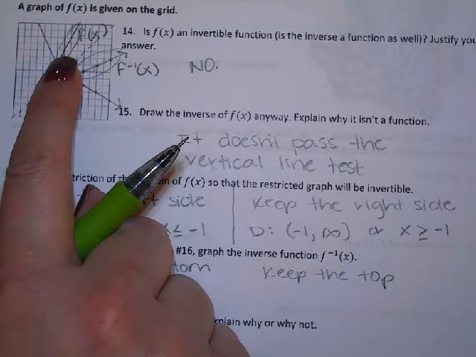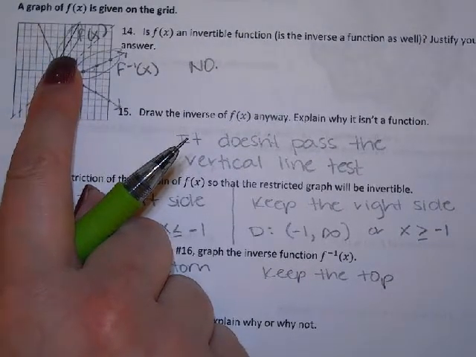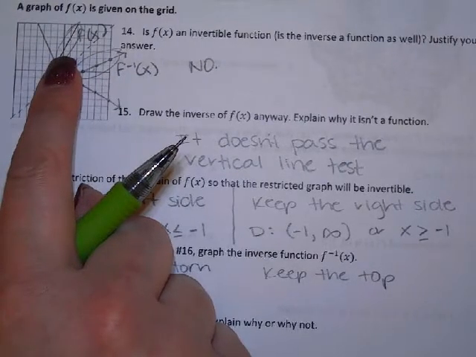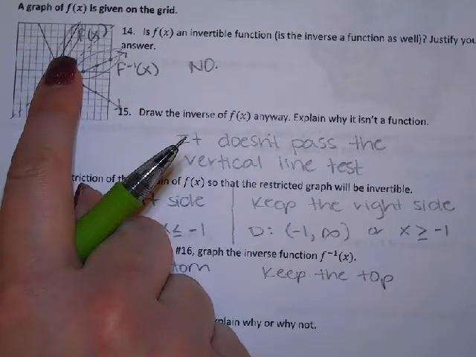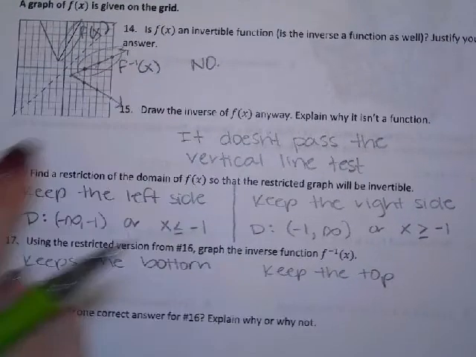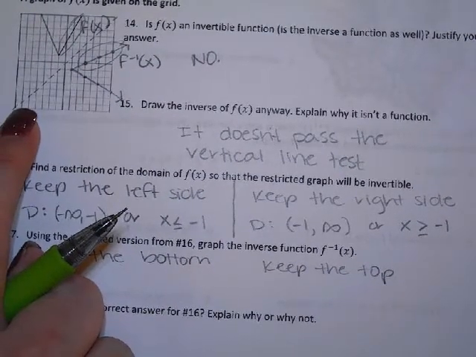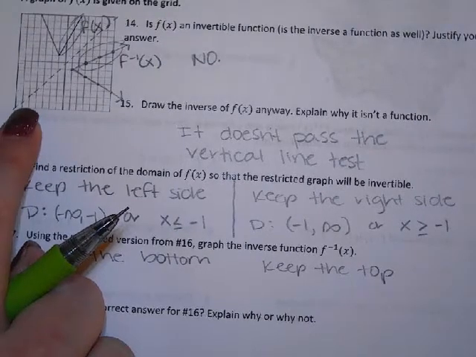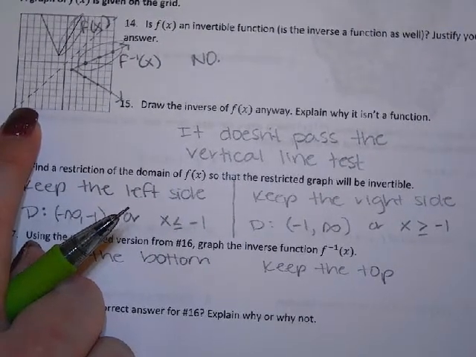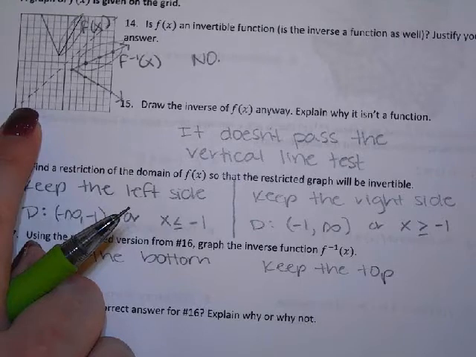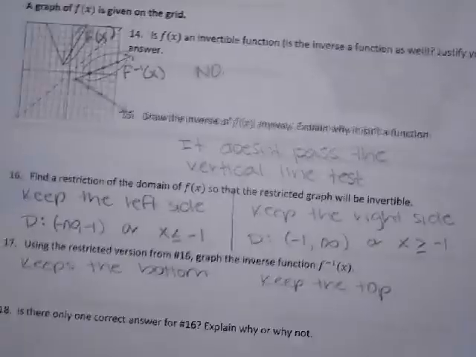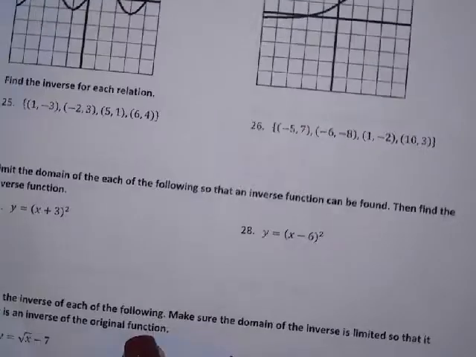invertible. But the point is that if we restrict it, if we cut part of it off, then we're going to be able to have an invertible function, because whatever we reflect over the line y equals x, or whatever we find the inverse of, would then pass the vertical line test. Does that make sense? So you can think of invertible means vertical line test. It passes the vertical line test. Does that make sense? Yes, Ms. Rice? Marvelous.